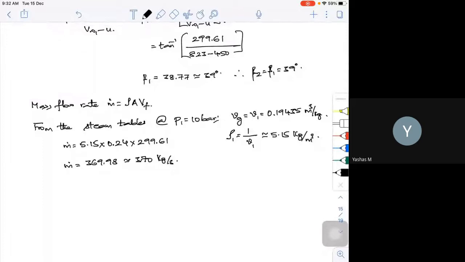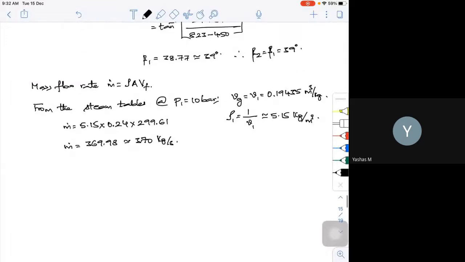Is that clear? Fine. Now once you have the mass flow rate, I need to calculate the corresponding VW1 and VW2.